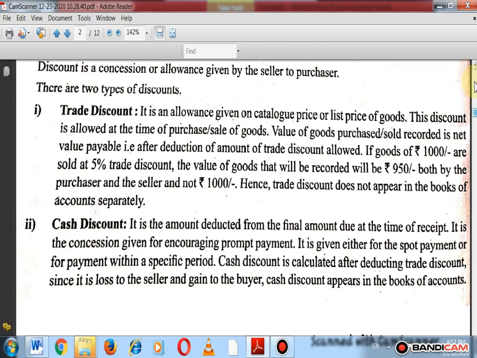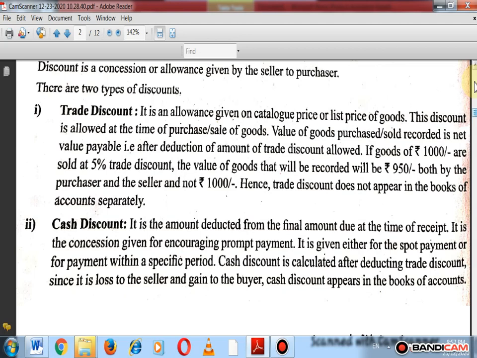For example, if goods of rupees 1000 are sold at 5% trade discount, the value of goods that will be recorded in the books of account is 950. It means we only deduct the amount of trade discount. Trade discount is not recorded in the books of accounts.